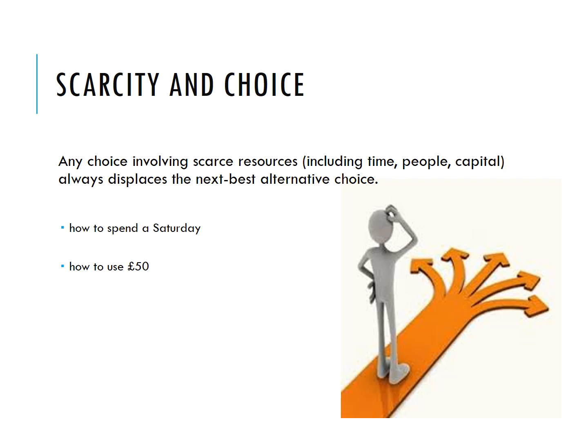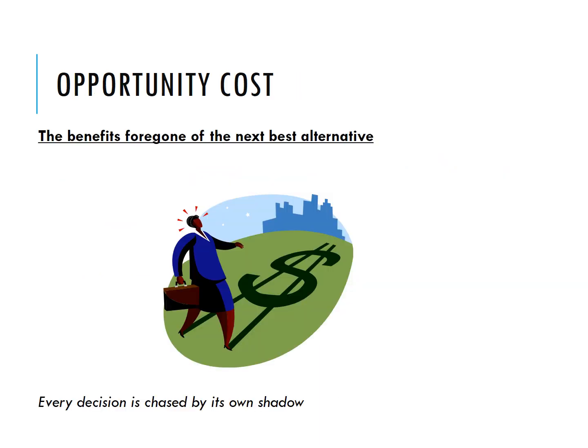For example, on Saturday, I might choose to go shopping, and the opportunity cost of that, the next best alternative I turned down, might have been to go to the cinema instead. If I'm thinking about how I spend £50, I could spend £50 on a ticket to see a football match, but the opportunity cost of that, the next best alternative, might be £50 I could have spent on some clothes and the value I would have got from that next best alternative. So the opportunity cost are the benefits foregone of the next best alternative. And this is an important definition that we need to make sure we have down in our notes.